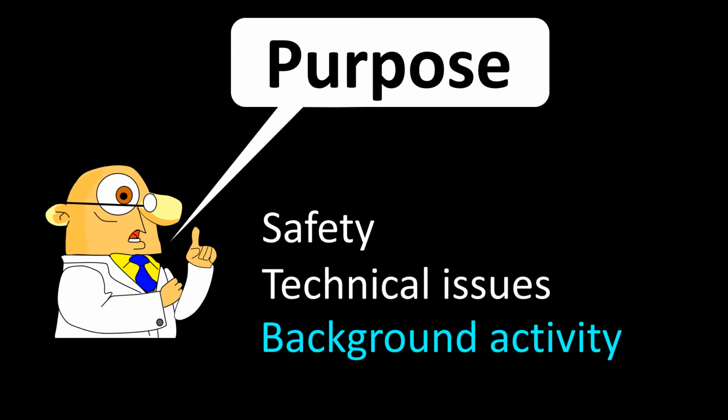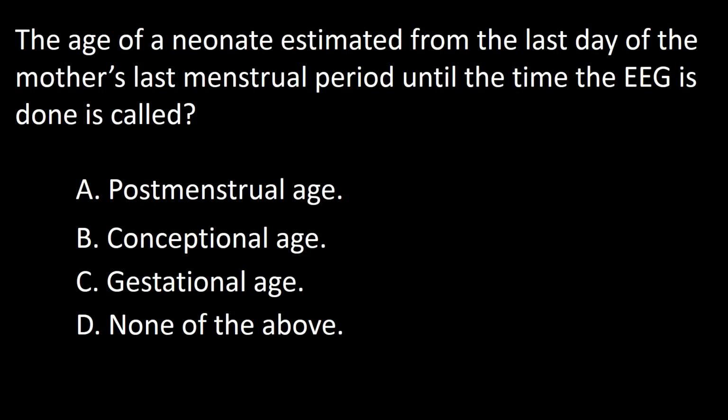The final section and the bulk of this talk is about neonatal EEG background activity. I will conduct this section in a question and answer format. The first question is, the age of a neonate estimated from the last day of the mother's last menstrual period until the time of the EEG is done is called A. Postmenstrual age, B. Conceptional age, C. Gestational age, D. None of the above.